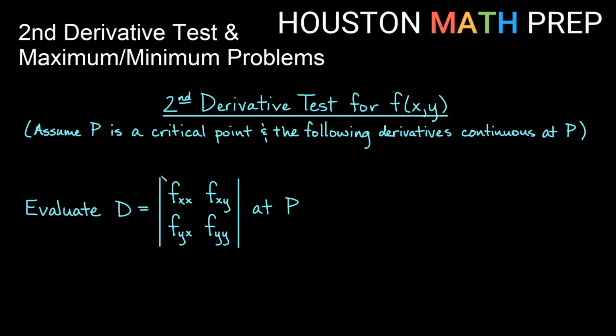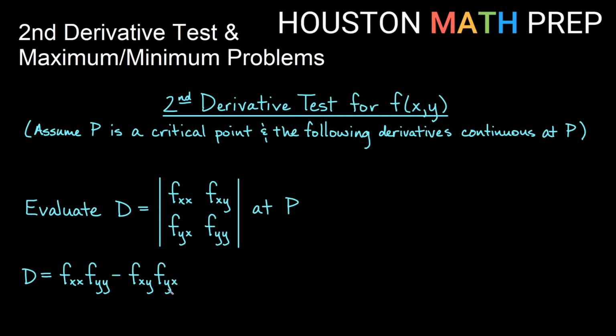D is going to be equal to the determinant of this 2x2 matrix that has all of the second partial derivatives in it in this particular order. So you have fxx, fxy, fyx, and then fyy. And we're going to evaluate this at the point P. So remember, to evaluate a 2x2 determinant, we take the main diagonal and multiply, and then we subtract what we get on the other diagonal multiply. So we'll have fxx times fyy minus fxy times fyx.